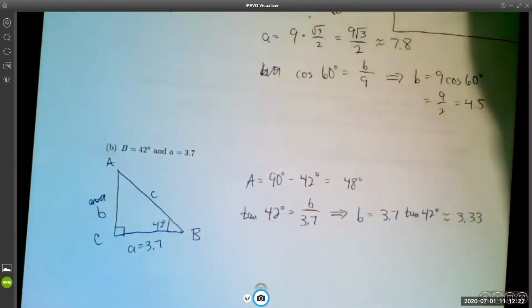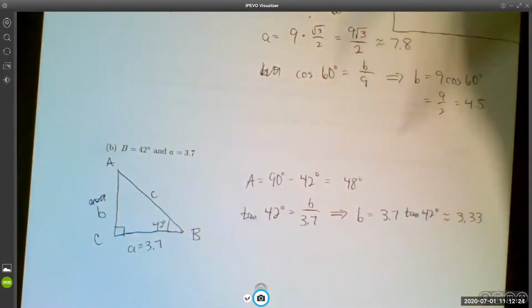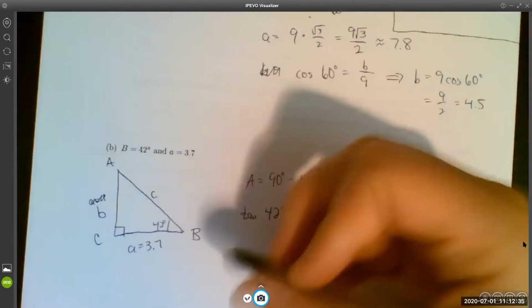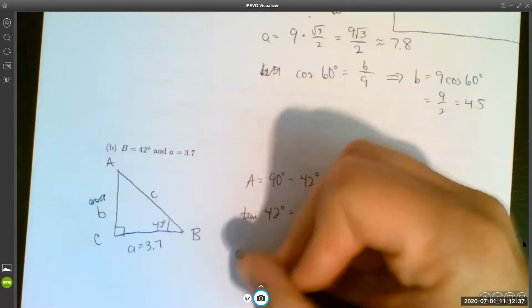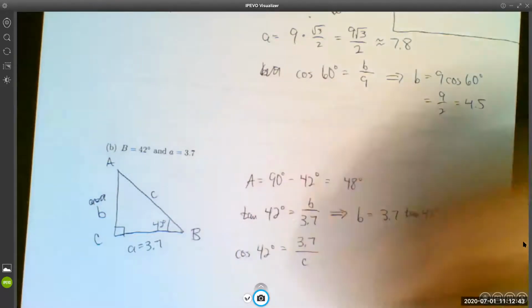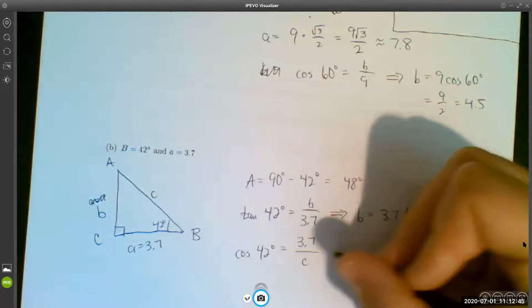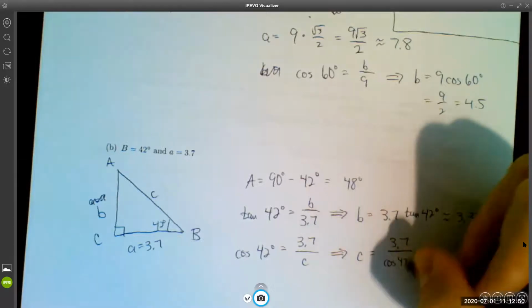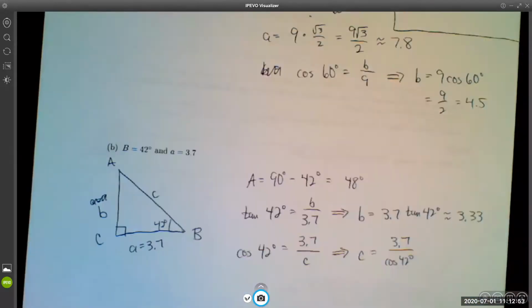My advice would be stick with the original information you were given as much as possible. So in this case, instead of using Pythagorean theorem at this point, I might do something like cosine of 42 degrees is A over C, right? So that means that C is 3.7 divided by cosine of 42 degrees, okay? That's a much better way to approach the problem because you're not going to have rounding errors here.